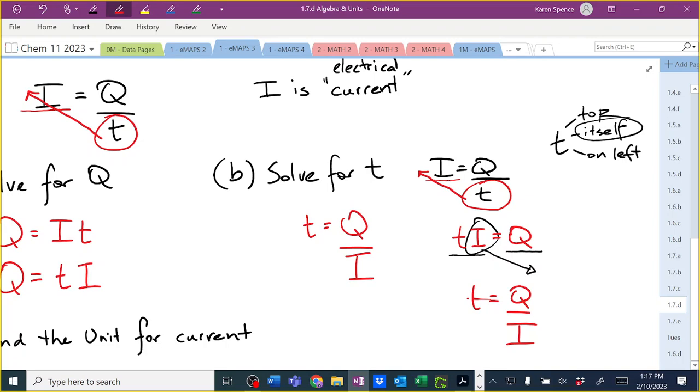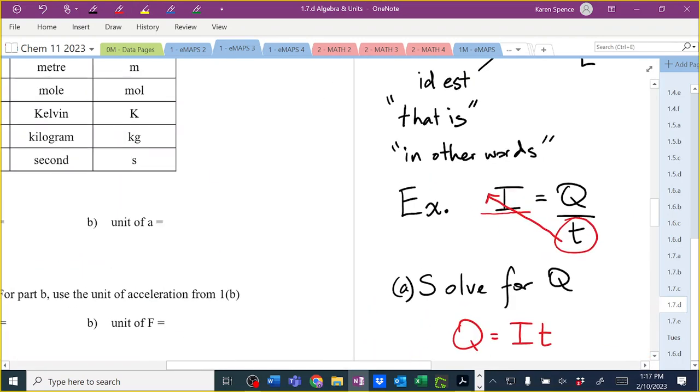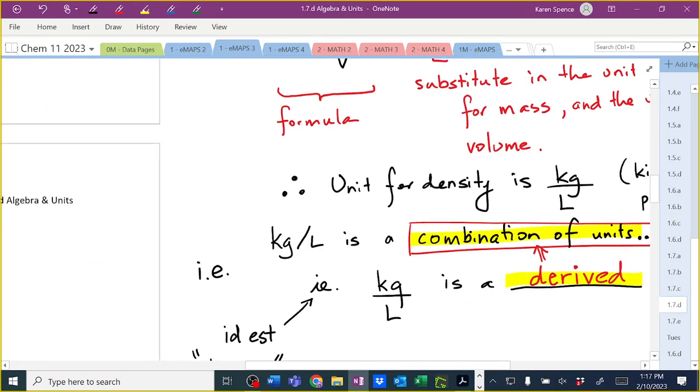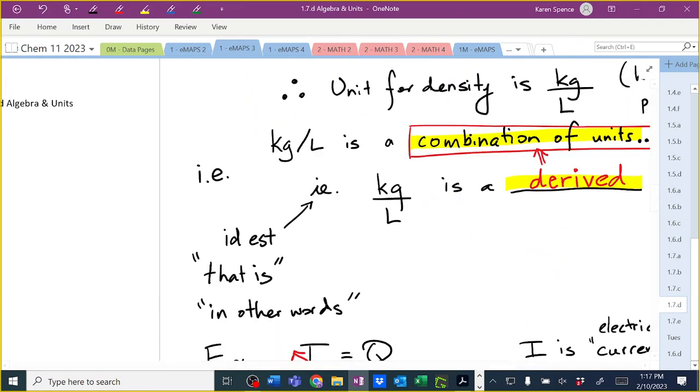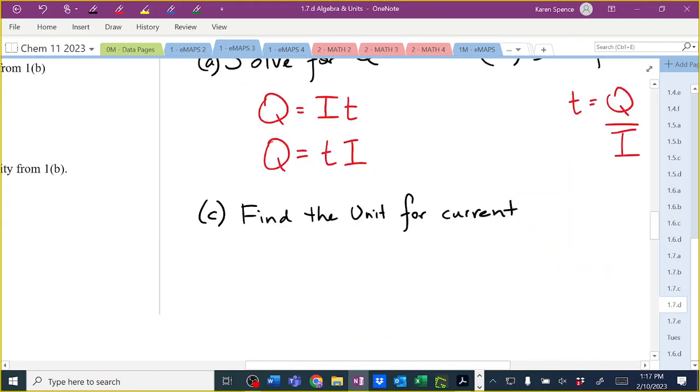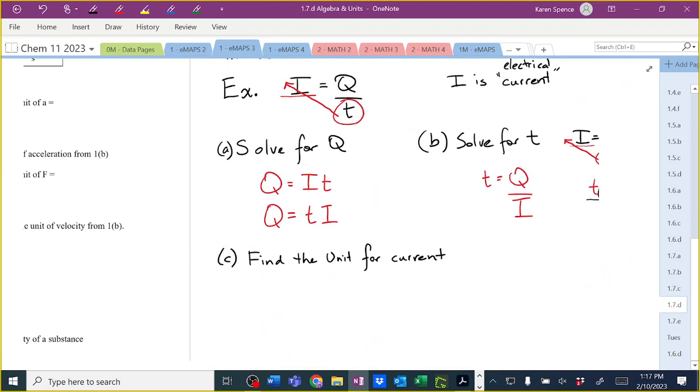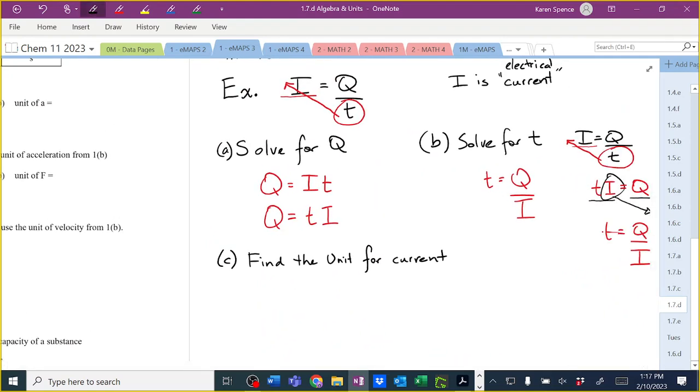Like I said, if any of that was challenging, then you might want to practice on 1.7b. And if you need to, you can come and see me during flex time. Now, lastly but not leastly, we want to find the unit for current. So what we're going to do first is write the formula. I is equal to q over t.